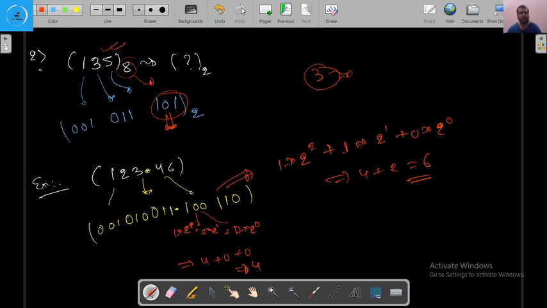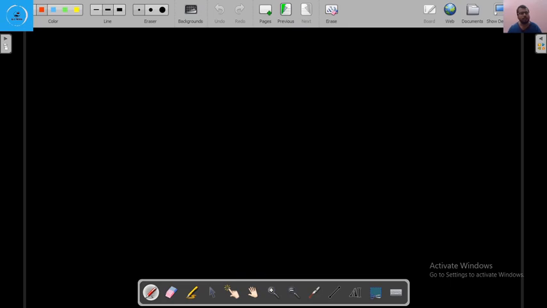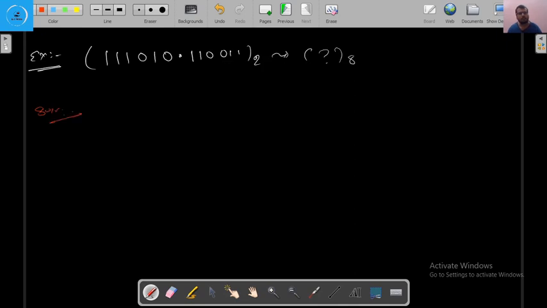Now we are going to see how to convert from binary to octal. Let's see an example. It's given in binary: 1 1 1 0 1 0 1 1 1 0 0 1 1, and we have to convert it into octal. So see the solution. We are going to group the binary digits, or bits, in combinations of 3 and 3.